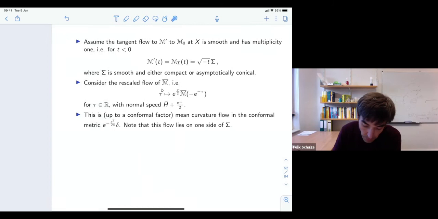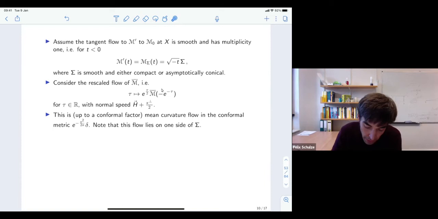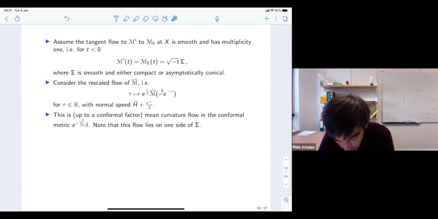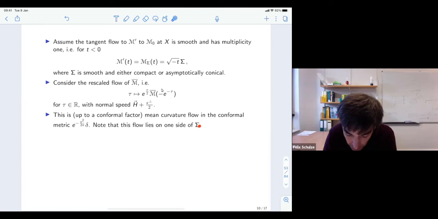And what you can check is that this flow is, up to a conformal factor, exactly mean curvature flow in this conformal metric here. Remember, we had seen that in this conformal metric, the shrinker itself was a minimal surface. Since this flow M bar lies on one side of the shrinker, this rescaled flow lies on one side of this self-shrinker. Okay, now we want to get more information.